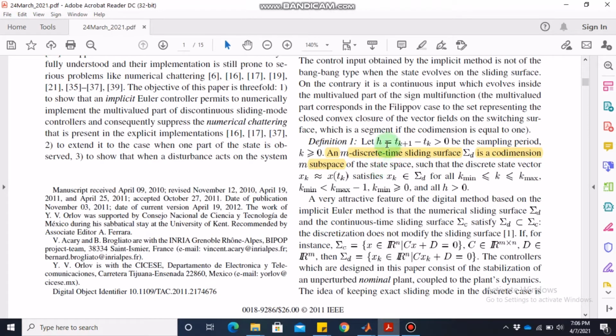So H would be our time step. In discrete time systems there are time steps as opposed to derivatives in the continuous time systems. So the difference between t k plus 1 minus t k, that would be H, a positive time step. M will be the discrete time sliding surface, and its surface will be co-dimension M space of the state space if the state space satisfies certain properties.